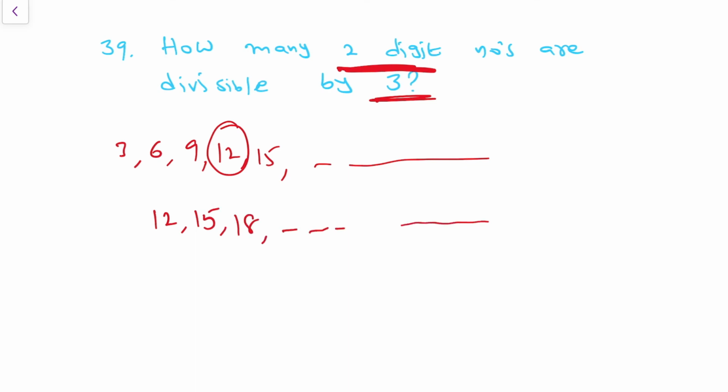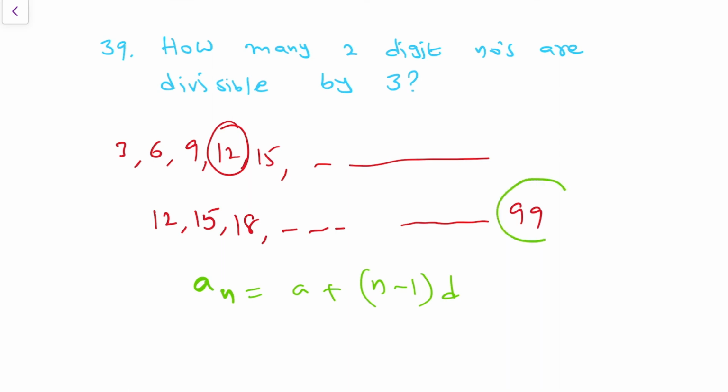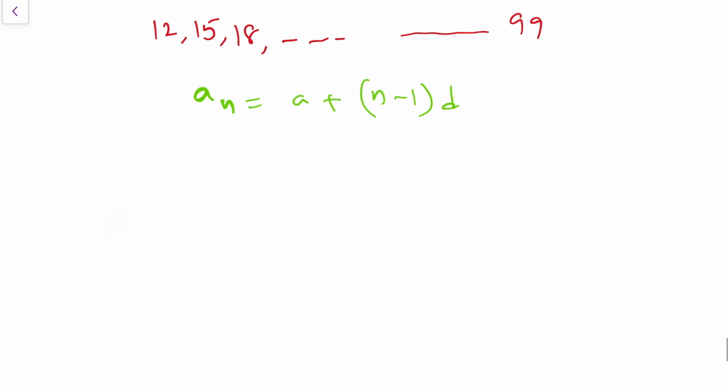Then what is the last 2-digit number? 99. Is 99 divisible by 3? Yes, of course. So 99. Now take the nth term formula for an AP. An is equal to A plus n minus 1 into D. An is the nth term, or the last term. Here the last term, clearly we know, is 99. So 99 is equal to A, 12, plus n minus 1, we don't know.